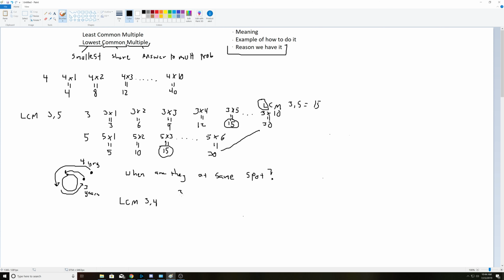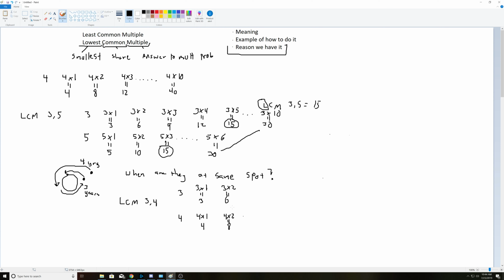Alright, so we're starting off, listing them out. The first multiple of each, 3 times 1 is 3. 4 times 1 is 4. We're going to list out the multiples to see when they're the same. So 3 is smaller than 4, so we're checking the next multiple. 3 times 2 equals 6. And 6 is bigger than 4, so we check the next multiple. So 4 times 2 equals 8.